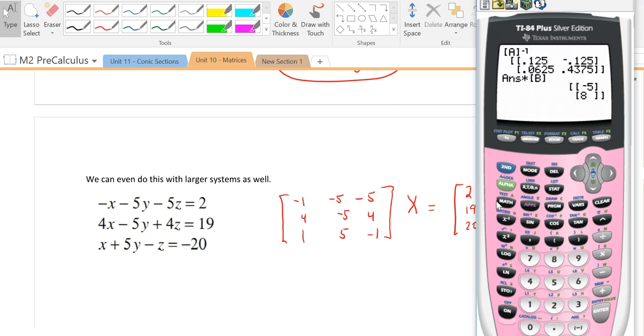So I'm going to find the inverse of A. You can math frac it to see fractions if you wanted. And if you see the dot, dot, dot, you can scroll over to see the rest of it. And then we're going to multiply that by matrix B. And math frac it again. That doesn't seem right. Let's double check.